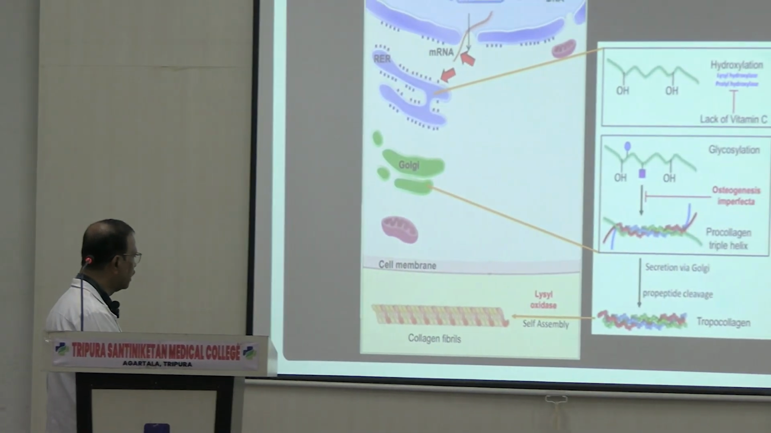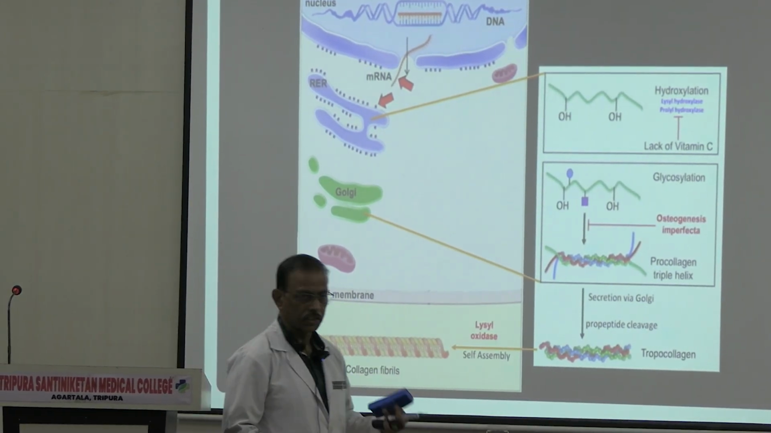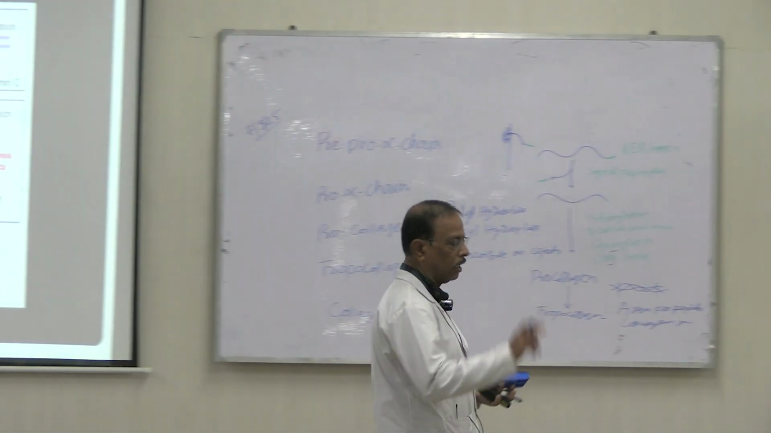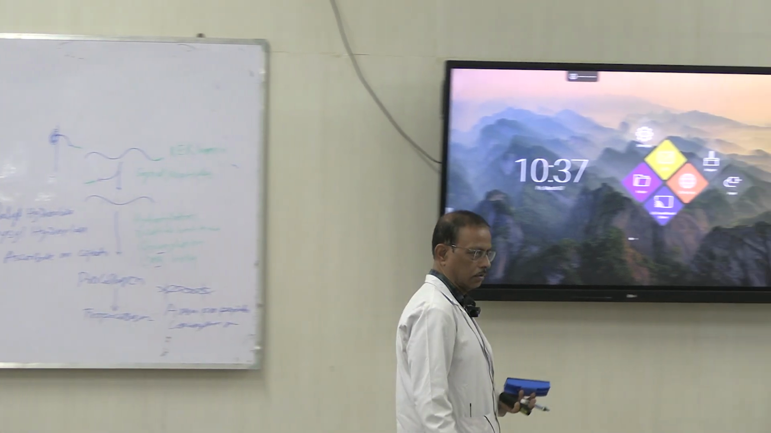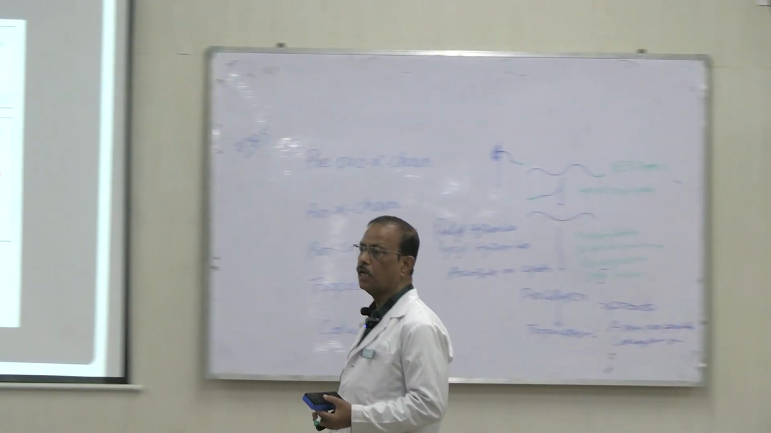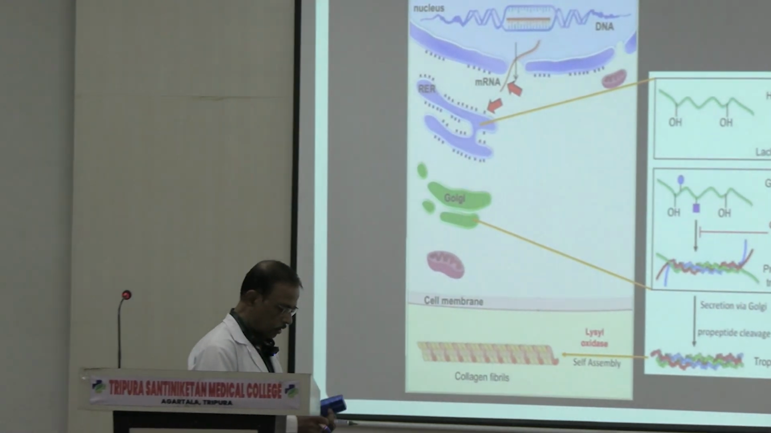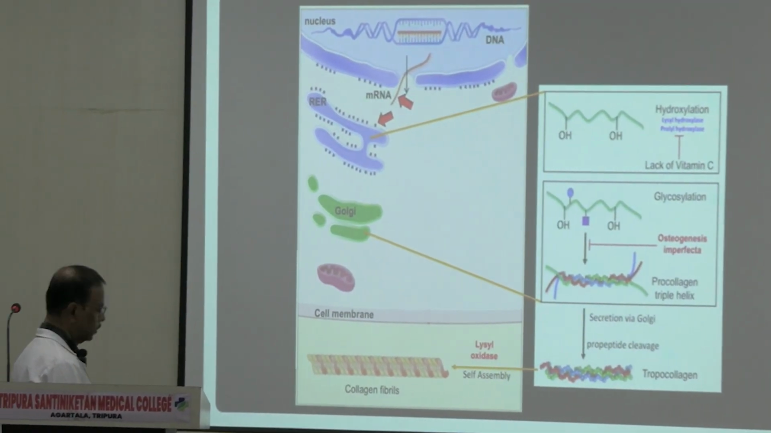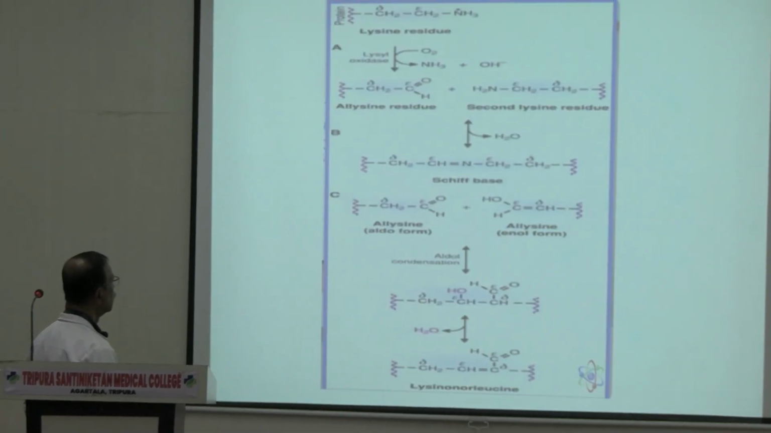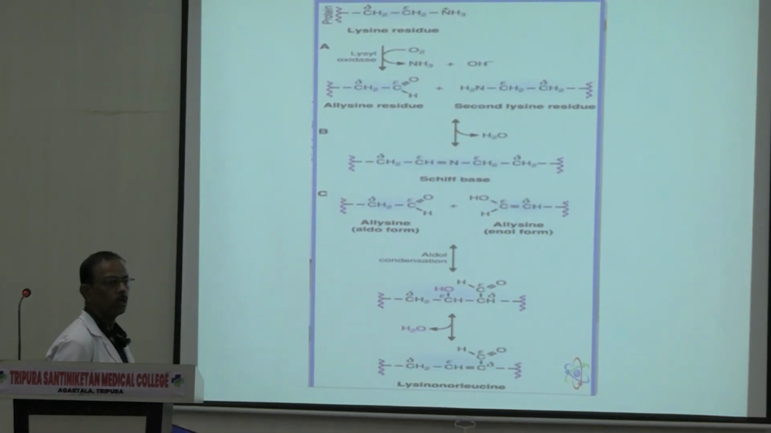Now the tropocollagen is in the extracellular matrix. So they need more tensile strength. So here two things happen. There is cross-linking of the collagen fibers. Now there are two reactions. It is by Schiff base formation or aldol condensation.